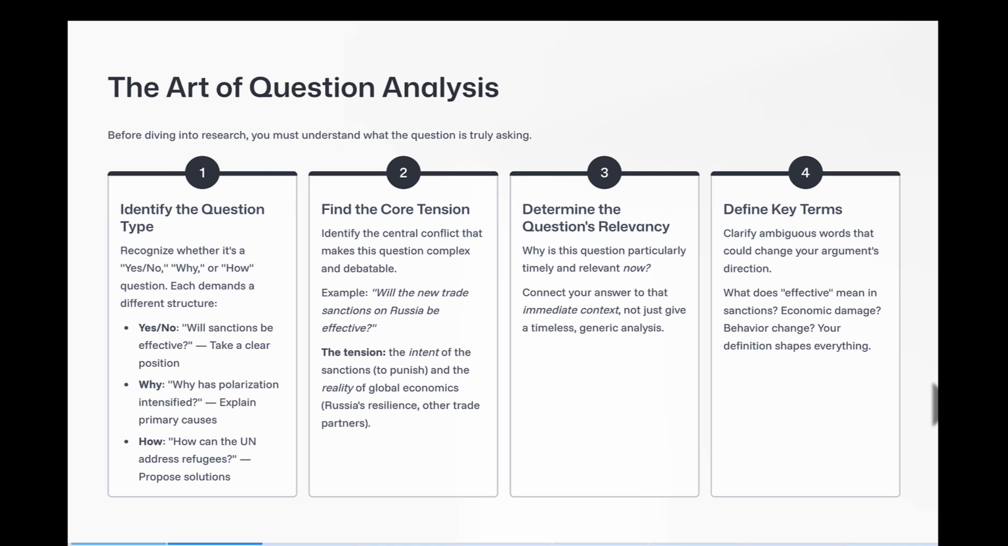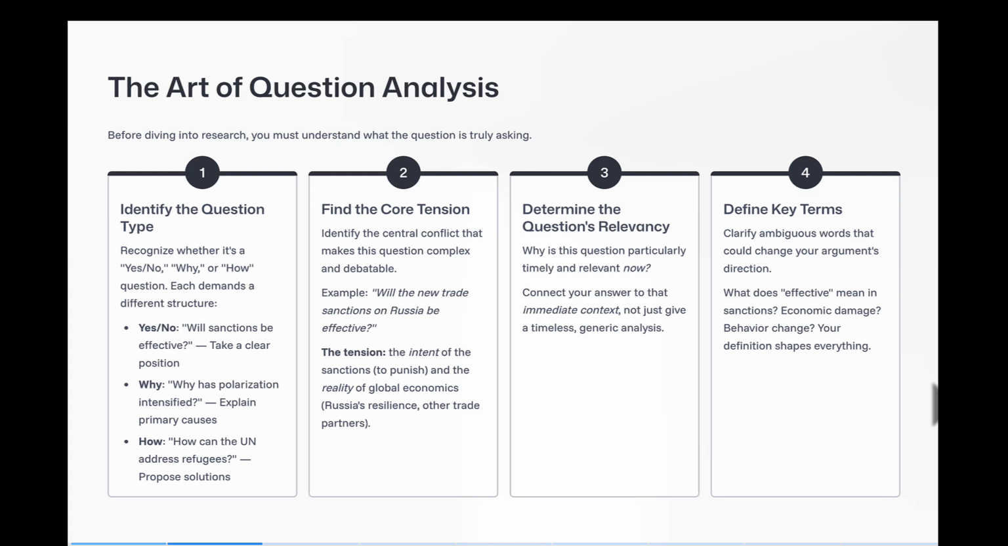You need to be asking yourself, the Extemp question is chosen for some reason, and that's because there isn't an easy answer. There's typically some sort of tension at the heart of this issue that has made it a relevant question today. So for instance, if we're asking a question about will the new trade sanctions on Russia be effective, the tension is probably between the intent of sanctions, which is to punish, and the reality of global economics, meaning Russia's resilience or other trade partners stepping in. And so that means that's the tension that you're going to have to be addressing.